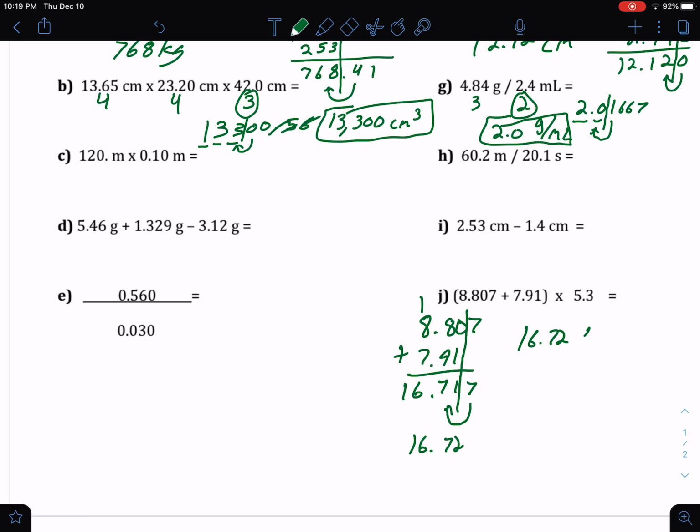So now you're going to do 16.72 times 5.3. Okay, so now we're doing multiplying, so we have a different rule. So this one has 4 significant figures, this one has 2, so my answer can only have 2. Okay, so if you do 16.72 times 5.3.